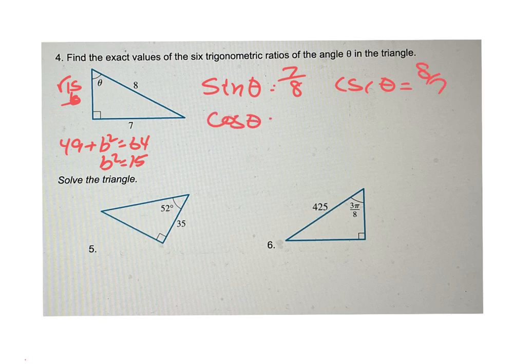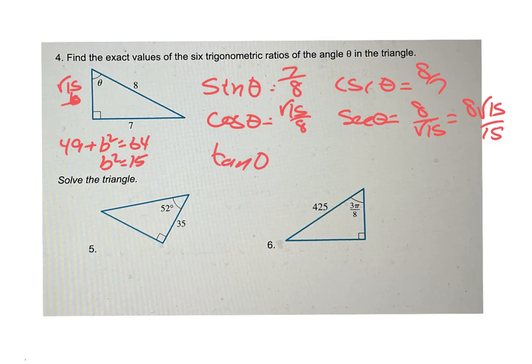Cosine theta is adjacent over hypotenuse, which is square root of 15 over 8. And then secant theta is the reciprocal of that, so I'll do 8 over square root of 15. Obviously fix that number, rationalize your denominator.